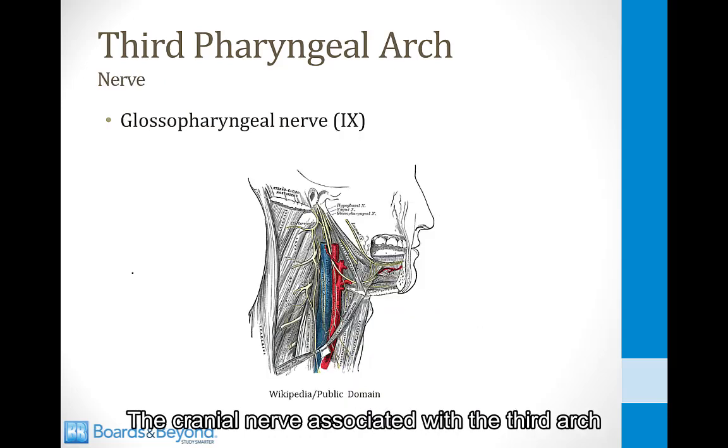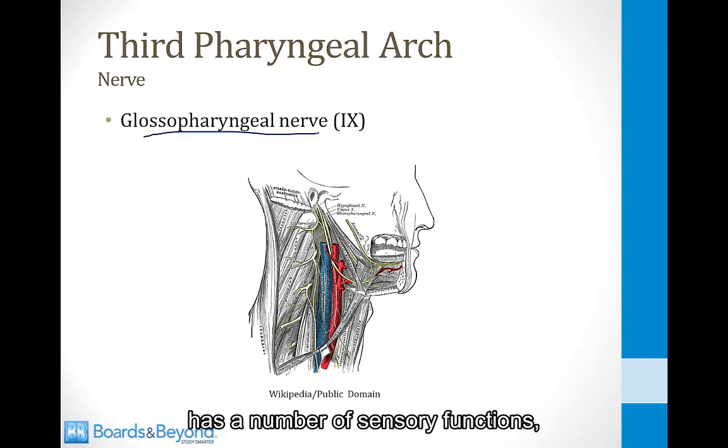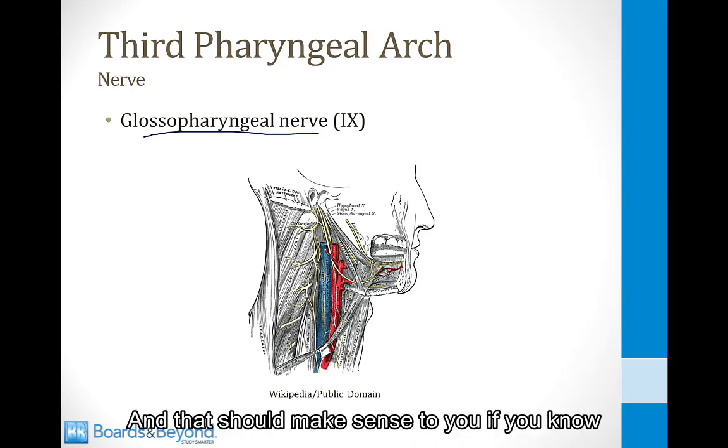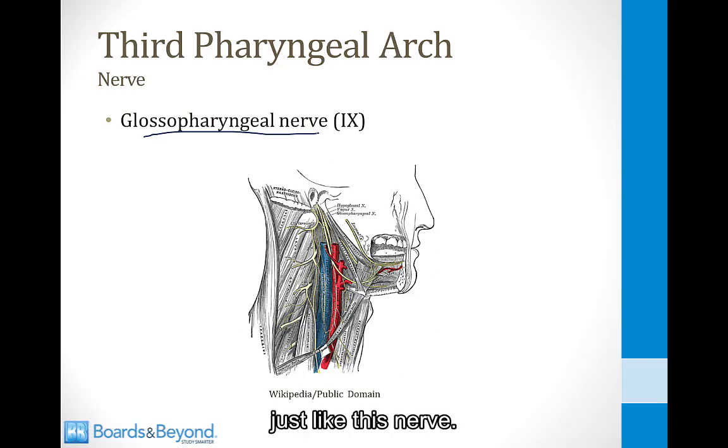The cranial nerve associated with the third arch is the glossopharyngeal nerve, cranial nerve 9. You may know that this cranial nerve has a number of sensory functions, but one of its motor functions is to innervate the stylopharyngeus muscle, and that should make sense to you if you know that that muscle comes from the third pharyngeal arch, just like this nerve.